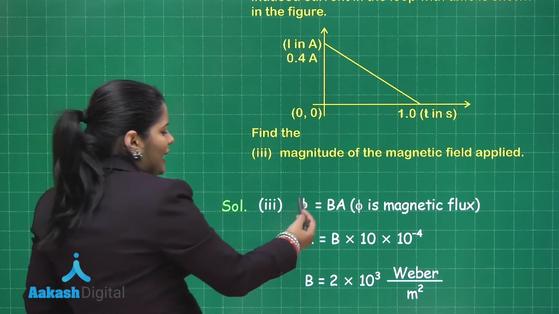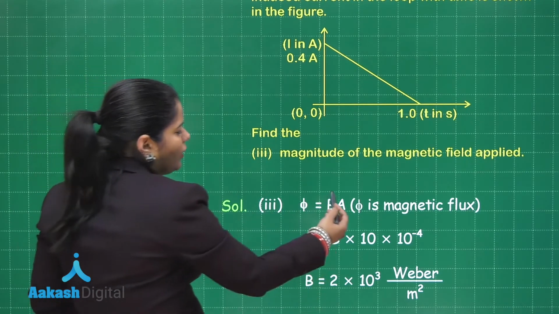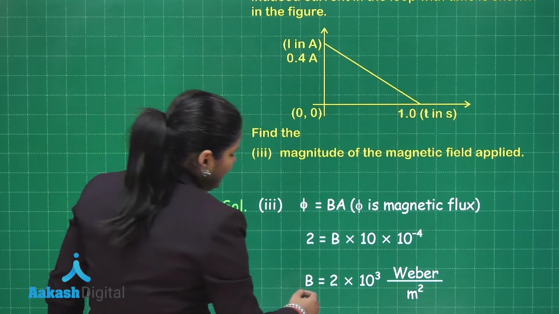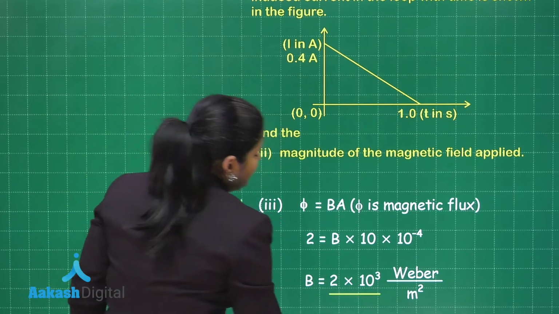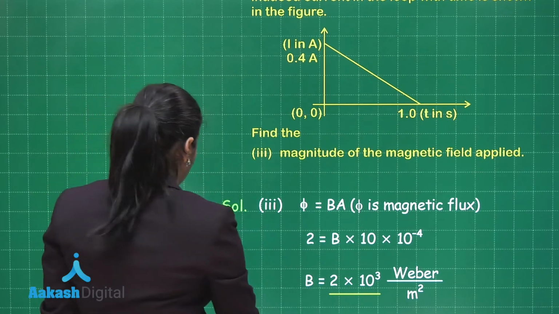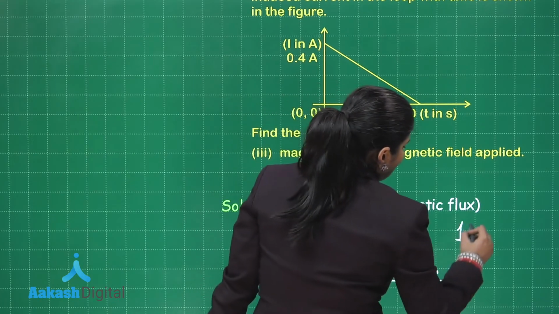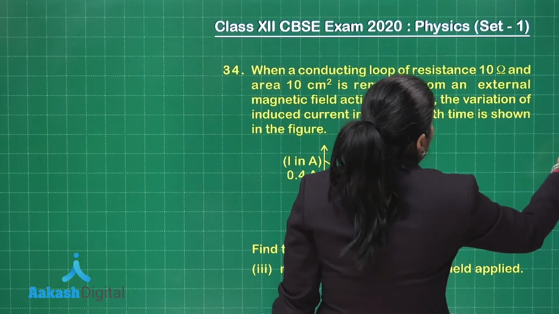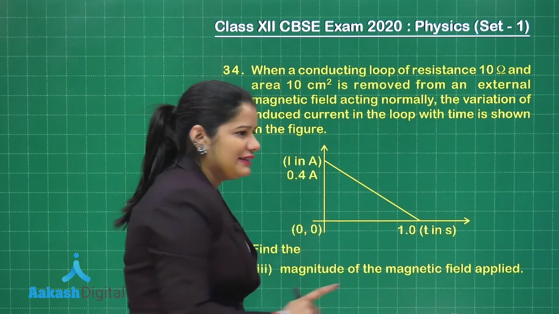Okay. Now we have calculated phi in the previous part. We already know what is the area. So when you will substitute the value, you can calculate this B as 2 into 10 raised to the power 3 Weber per meter square. And for calculation of this part, you will get complete 1 mark. And this is how you can get 3 out of 3 marks for this question.